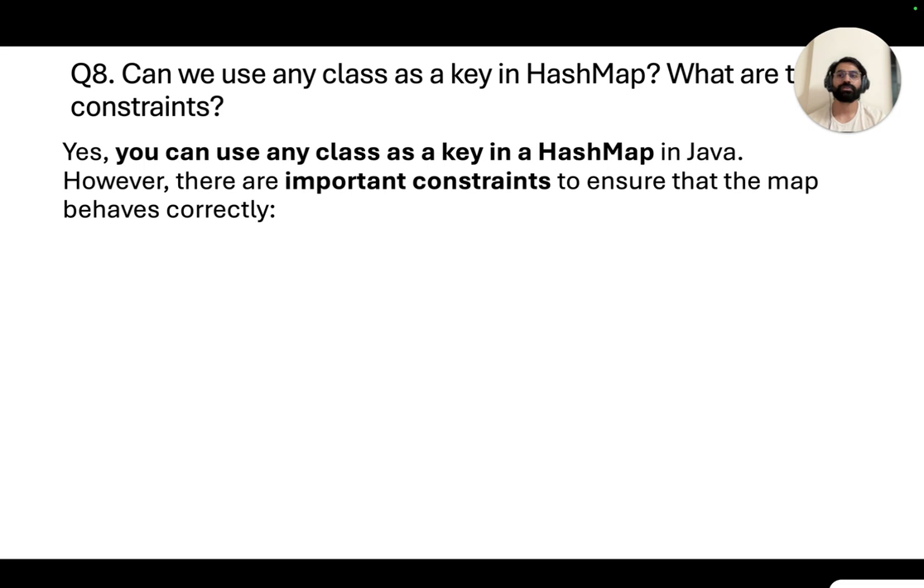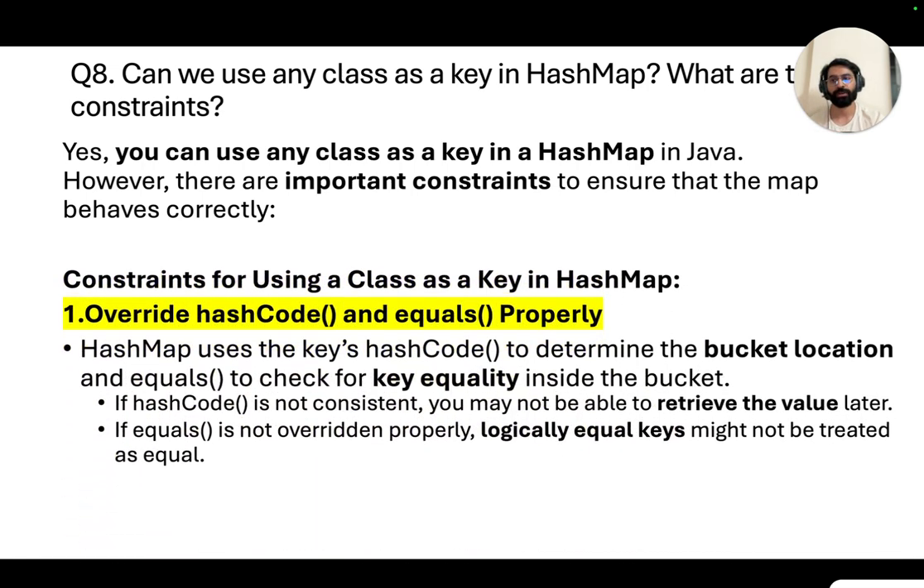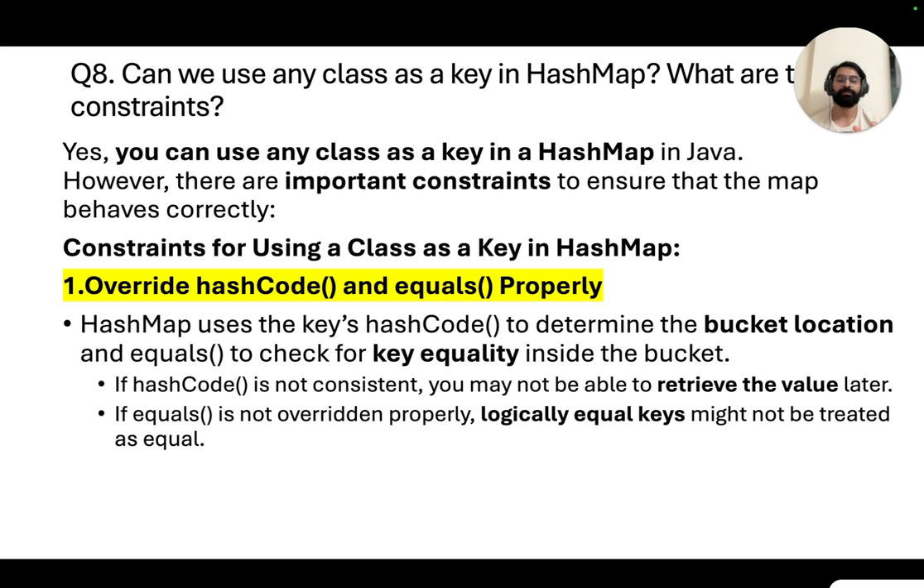Okay. So yes, you can use any class as a key in a HashMap. It means if we have any custom class, let's say a Person class or Employee class, can we use that as a key? Of course, you can use it in Java. However, there are important constraints you need to take care of, otherwise the map will behave very differently. So for this map to behave correctly, if you're using any custom class as a key, you have to check a few things.